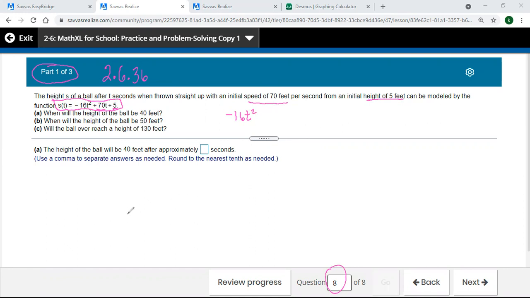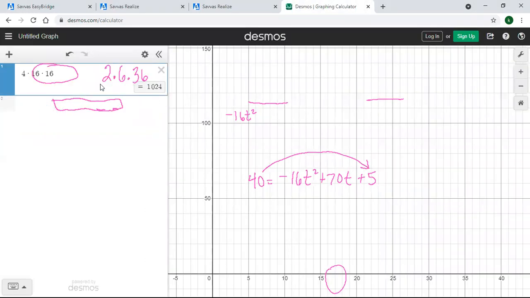So after you have that formula, part A: when is the height of the ball at 40? We could solve it by hand. That might be what they're expecting us to do here. You could move that 40 over, make it equal 0. But if you're feeling a little lazy, I do think it's also important for you to know there are other ways to solve it. You could solve it by graphing it.